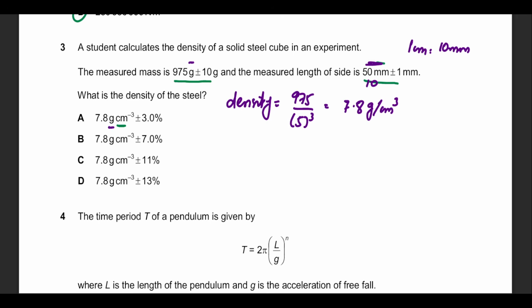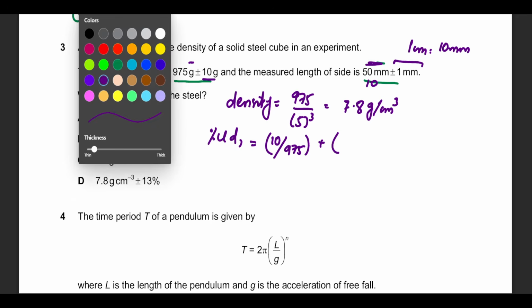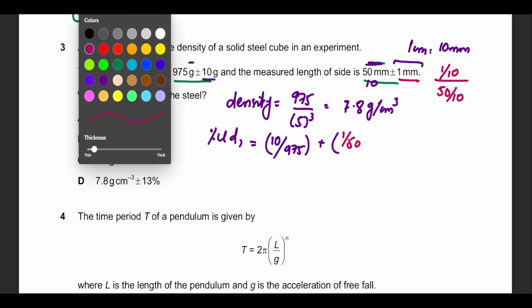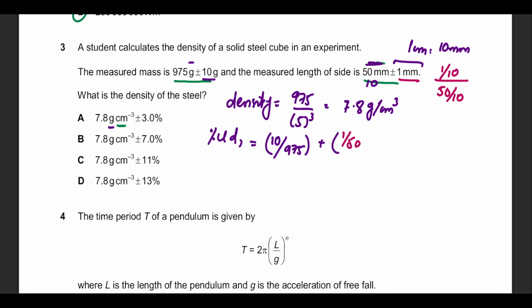Now comes the part with percentage uncertainty. For the percentage uncertainty in density, we could have solved this like this. This will be absolute uncertainties divided by relative values. So this will be 10 divided by 975 plus 1 millimeter. Now, here's an interesting bit. Do I need to convert this into centimeters for the percentage uncertainty? It doesn't matter. Why? Because if I was calculating this in millimeters, this would have been 1 divided by 50. If I was doing this in centimeters, this would have been 1 divided by 10, divided by 50 divided by 10. So it wouldn't matter because the normalization, dividing by 10, will leave you the same answer.